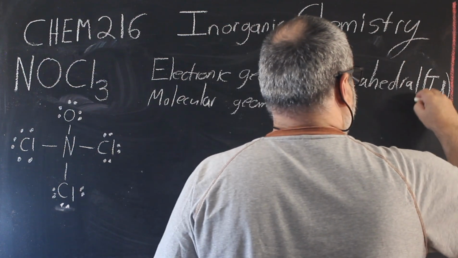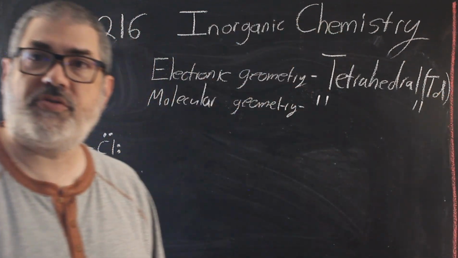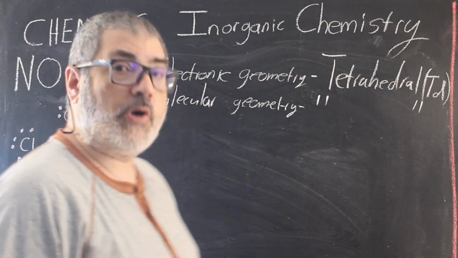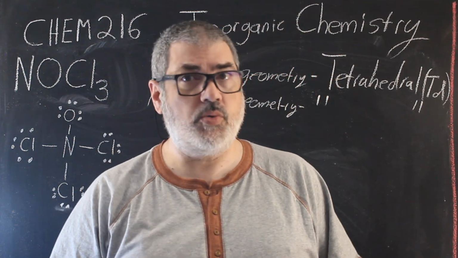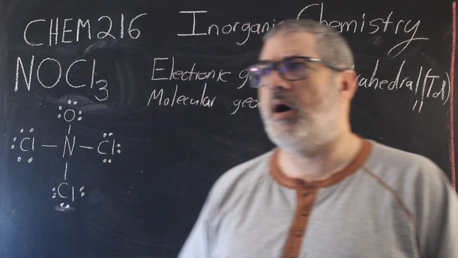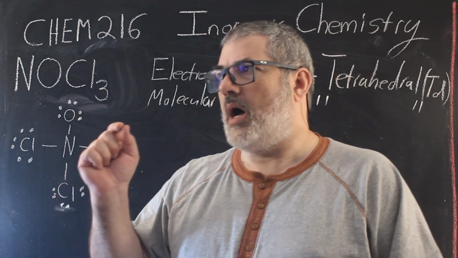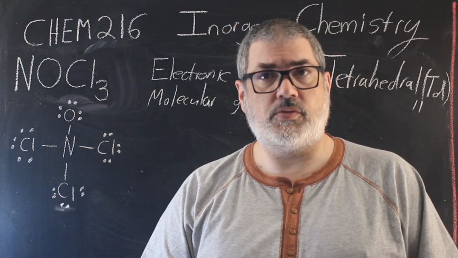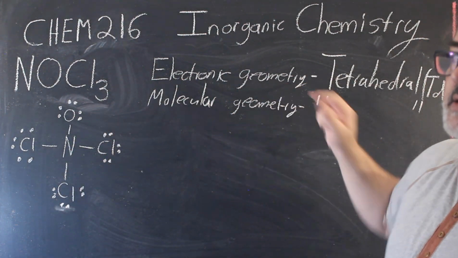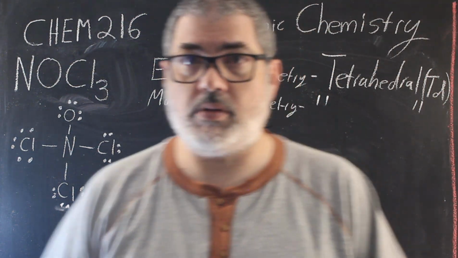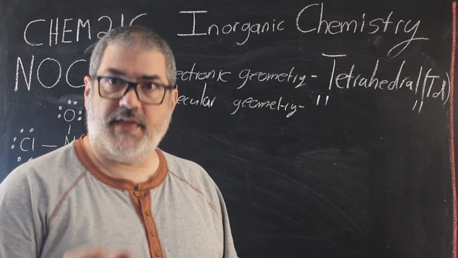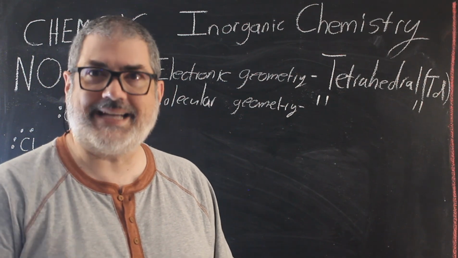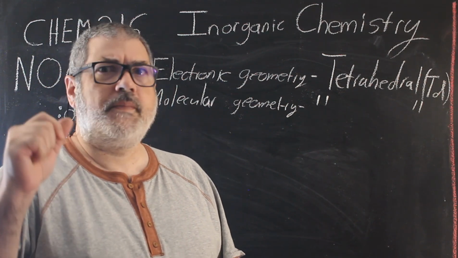So what that means is the electronic geometry and molecular geometry are identical. So they're both tetrahedral. A perfect example of where that's not true would be ammonia, NH3, or water, H2O. Both of those molecules electronically are tetrahedral, but their molecular geometries differ. Again, this is something you just gotta know.